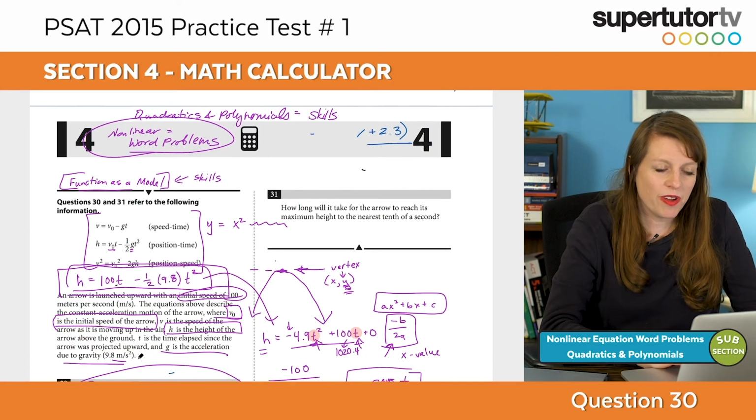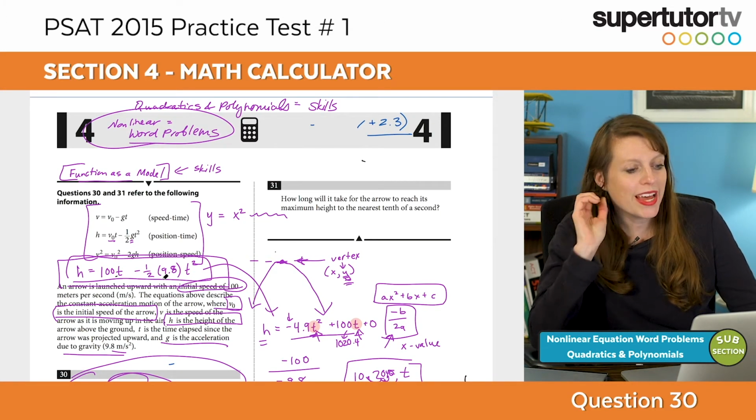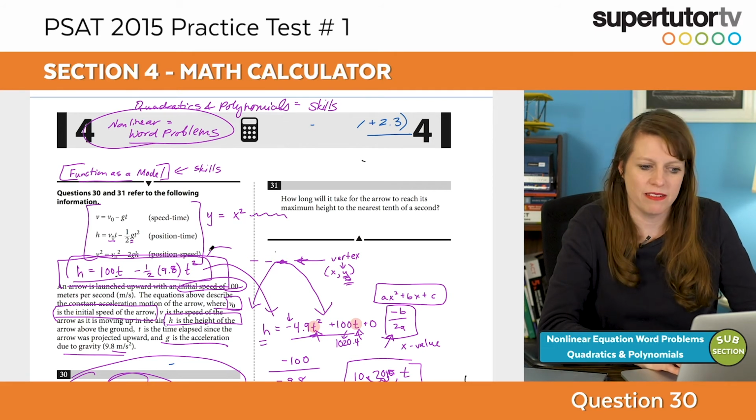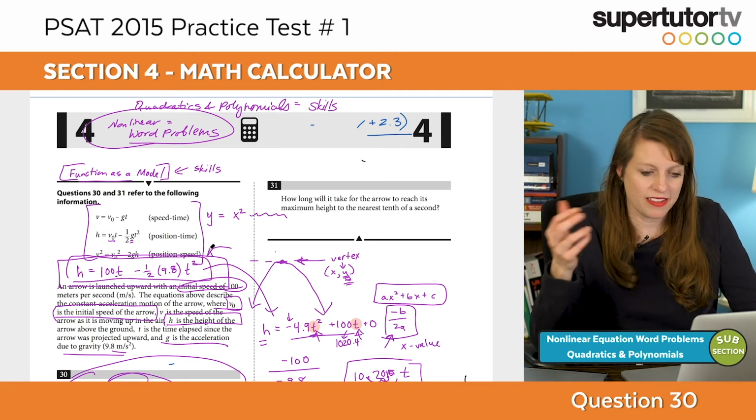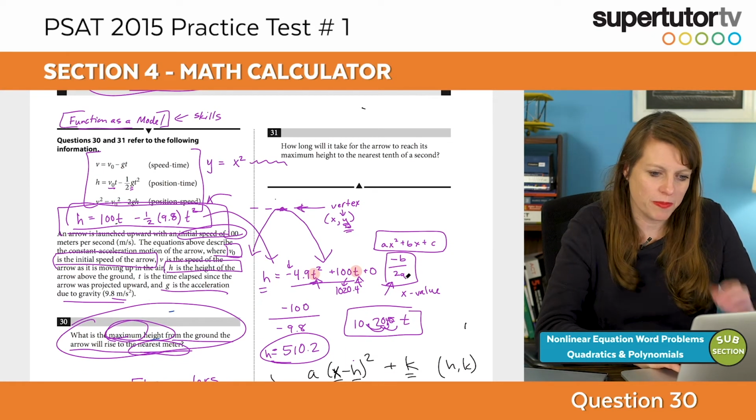How else could you do this? Well, you do have a calculator. You could just graph this out and trace to the highest y value on this parabola to find that vertex. That's another way that you could have done this. Again, I can do it mathematically over here by doing opposite of b over 2a.